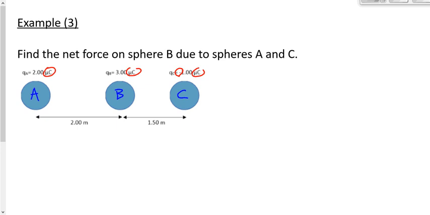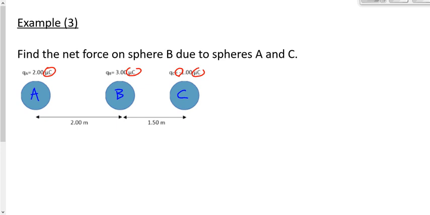And we know that, although we often see microcoulombs, in a calculation we have to convert those to coulombs. We also know that the negative in front of charge C matters. Not in an equation, but it matters in terms of attractive or repulsive. So we're going to draw attention to that as well.